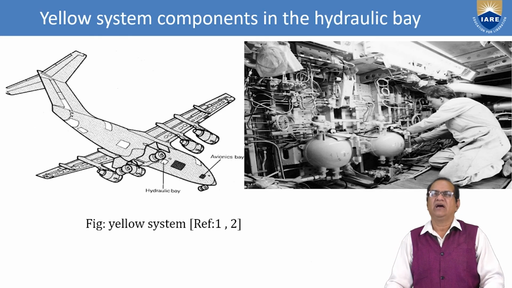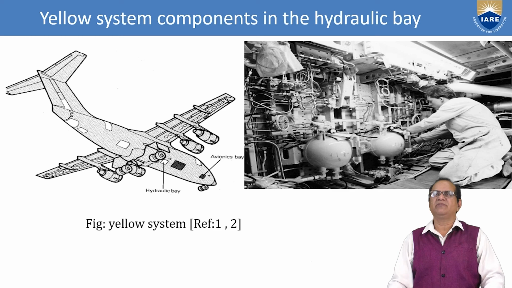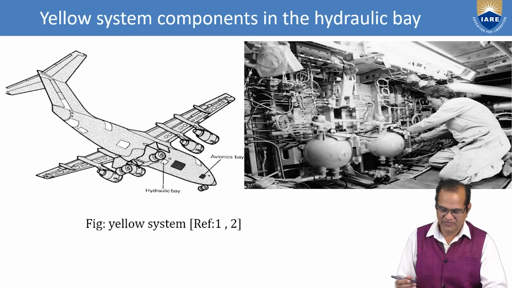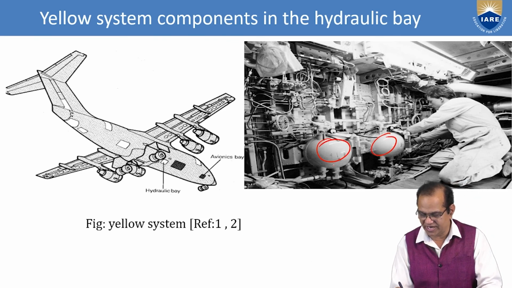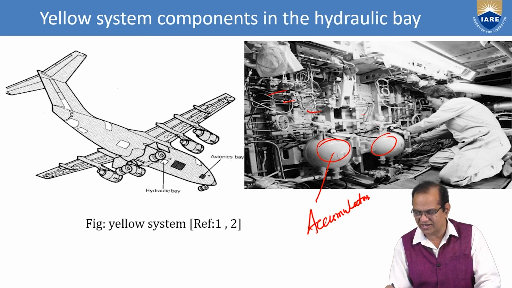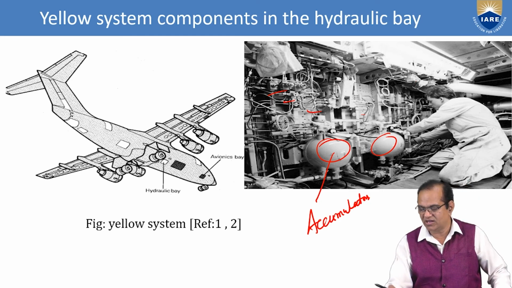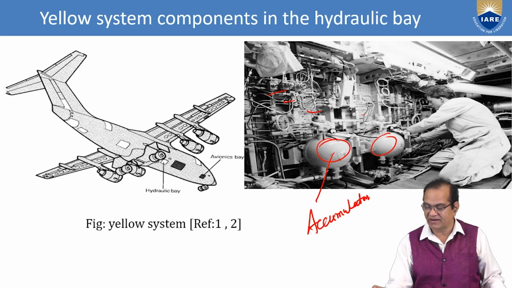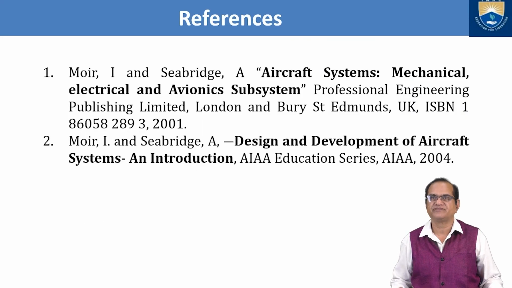So this is the yellow system component in the hydraulic bay. I have shown it here. The yellow system is on the left side, and here these are the accumulators, and all pipelines, all pumps, all things are here. It is called the hydraulic bay. Here all the parts are fixed inside the aircraft. It is quite a big room where all these things are accumulated.